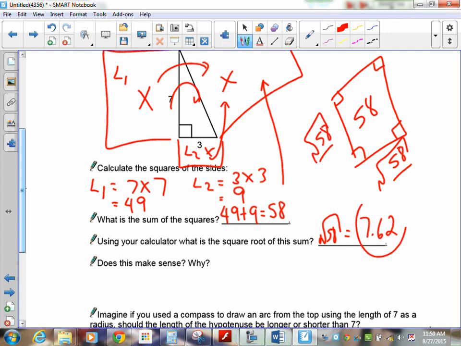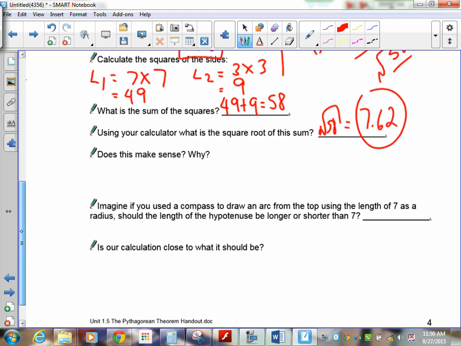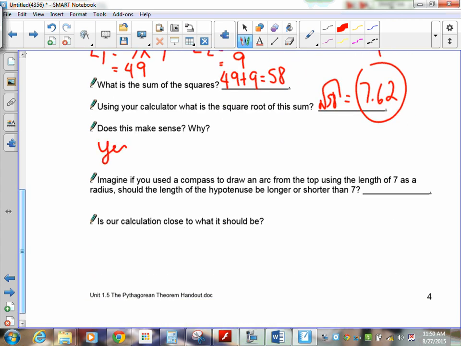And that is approximately 7.62. Does this make sense? The answer to that is yes. Okay, the sum of the squares, the sum of the leg squares, equals the hypotenuse square.